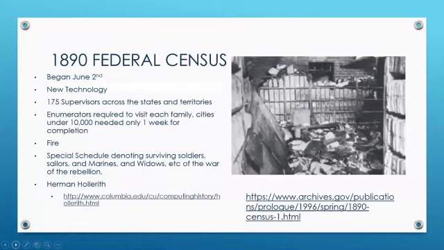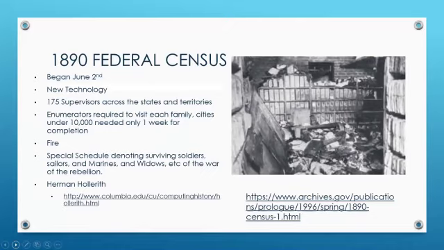The 1890 federal census is a heartbreak for many genealogy researchers. It started on June 2nd. June 1st was a Sunday, and they used new technology to collect information. They had 175 census supervisors across the states and territories, and the supervisors made sure that the enumerators visited each family. A group of enumerators had 1 week to visit each city that had a population under 10,000, which is not a lot of time.